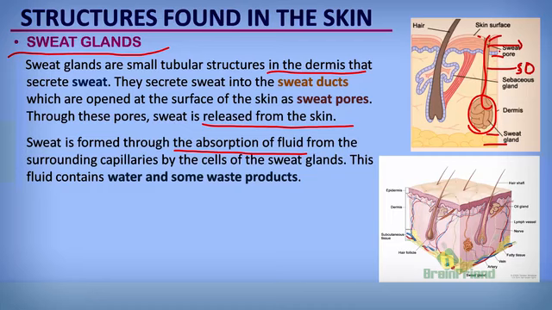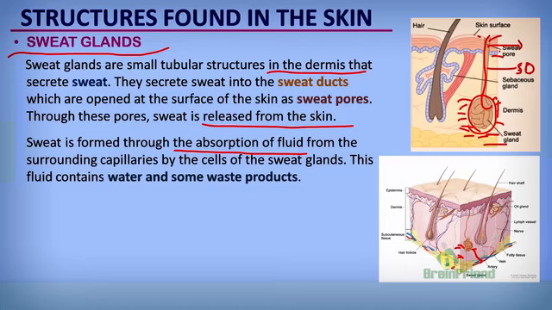So these capillaries, as they pass close to the sweat ducts, fluid diffuses. You can see this is a capillary entering the sweat duct, or going close to the sweat duct. Fluid diffuses from the capillaries into the sweat duct, and this fluid forms the sweat. This sweat contains various excretory substances. Remember, sweat is an excretory product.